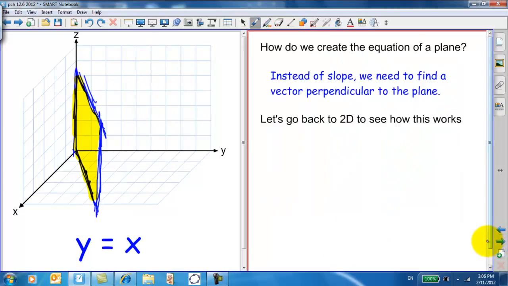Okay, now how do we create the equation of a plane? Go in the other direction. Instead of slope, we need to find a vector perpendicular to the plane. So let's go back to 2D to see how this works.